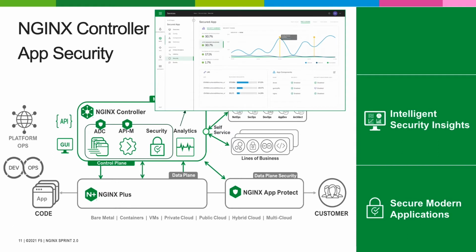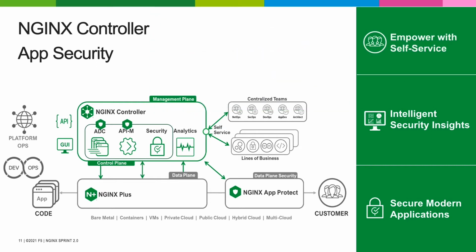The second part of the story is intelligent insights, and really allows you to orientate information about the security efficacy of your applications, how you're securing your applications on a per app and a per API basis. And how we do that is really based on the third area, which is the self-service model.